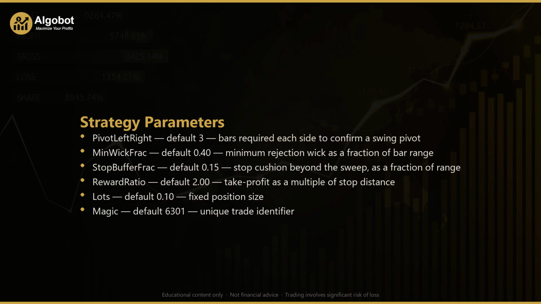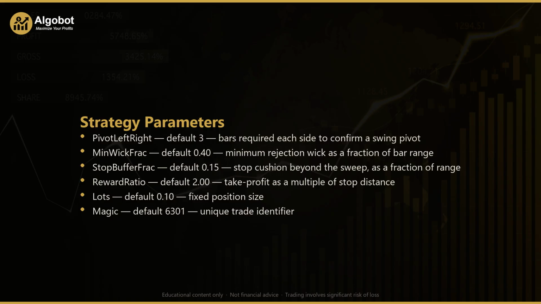Reward ratio defaults to 2. This sets your take profit as a multiple of the stop distance. At 2, you're targeting twice your risk. You can push it up to 5 for bigger targets that hit less often, or pull it down toward 1 for more frequent, smaller wins.